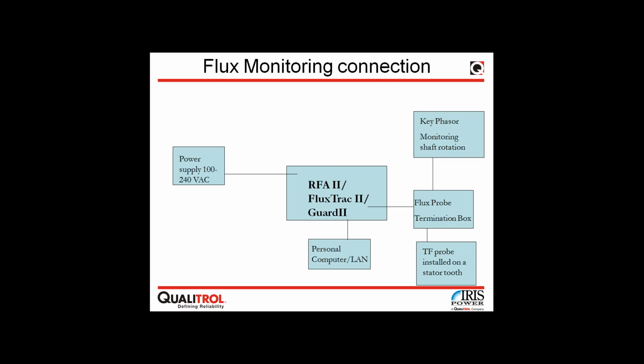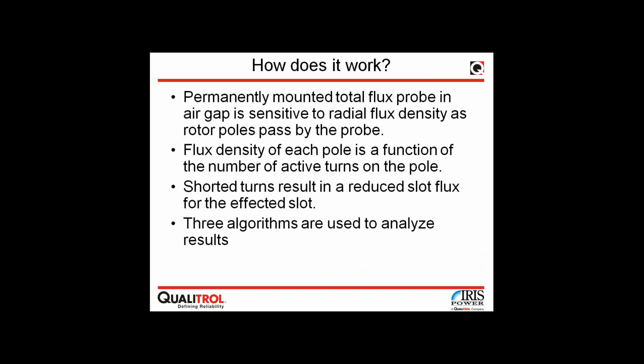Data can be collected using portable instrumentation or continuous instrumentation, in two flavors, flux track or a guard, and the data collected will be displayed in different types of graphs. What we look for is a voltage induced in a coil as a result of the pole passing in front of the coil, and we'll compare that voltage from pole to pole and, of course, with the average value for all poles, and based on that, using three algorithms, we'll be able to analyze results.